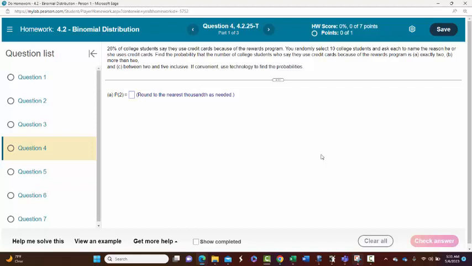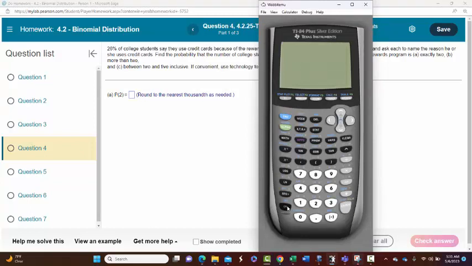All right, 26% of college students use cards because of the rewards program. You select 10 students, and then find the probability that, for the first one, exactly 2 out of those 10 say they use credit cards. So it's either Binom PDF for this one or Excel. I can do them both real quick.